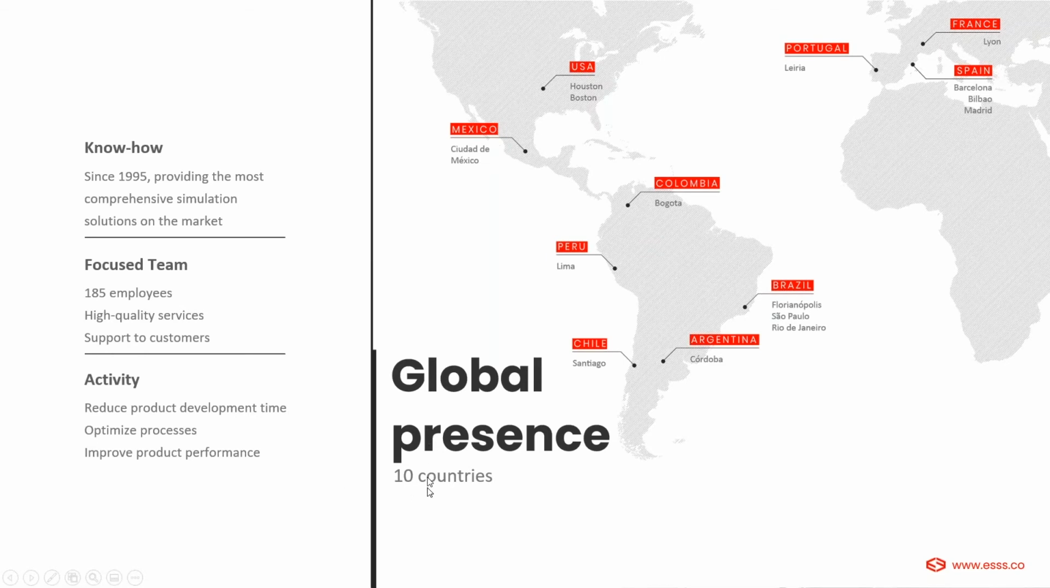We operate in 10 different countries, and ESSS has been in the market for over 25 years now. It is providing high quality solutions, both from the software perspective, but also as a service company providing consultancy projects for all industrial segments. We currently have about 300 employees, and our main goal here is to reduce product development time, optimize processes, and improve product performance with high quality software solutions.